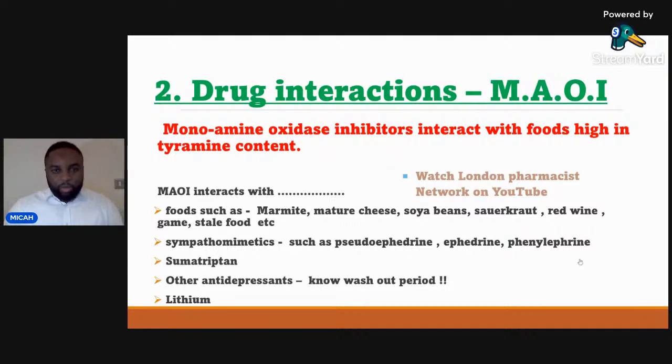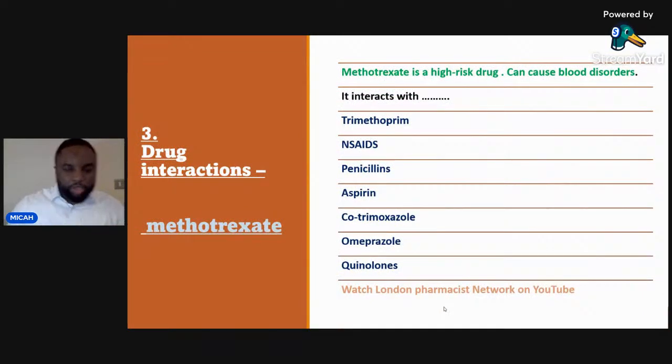So those are common drug interactions you need to be aware of. We need to be aware of those drug interactions both in our everyday practice, but also in the GPSC exam as well. The next one is methotrexate.